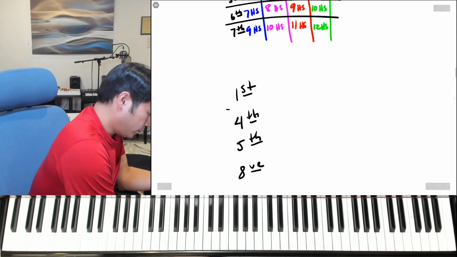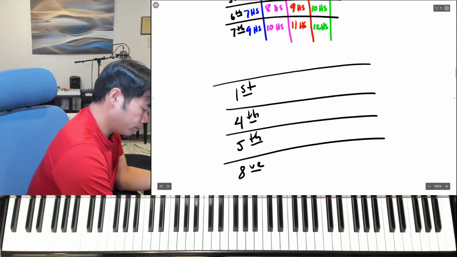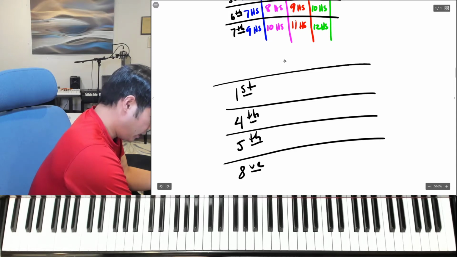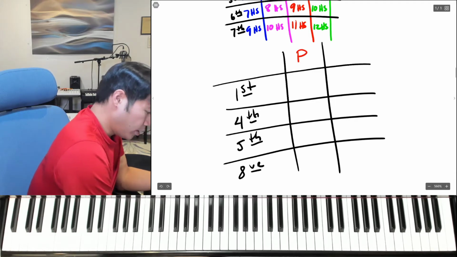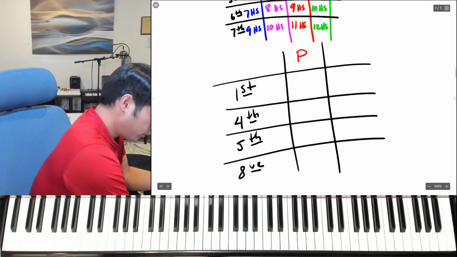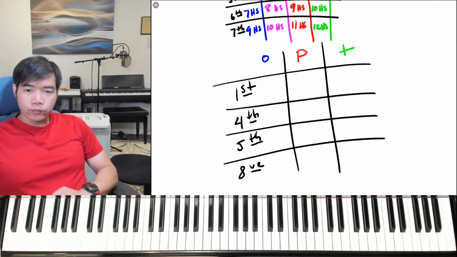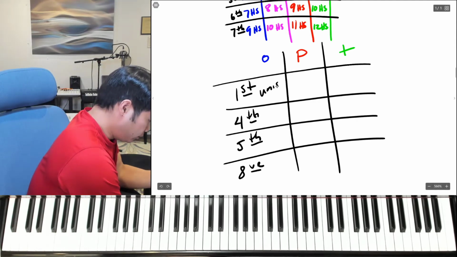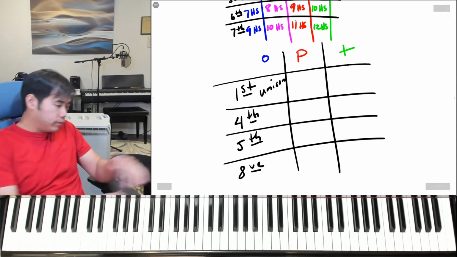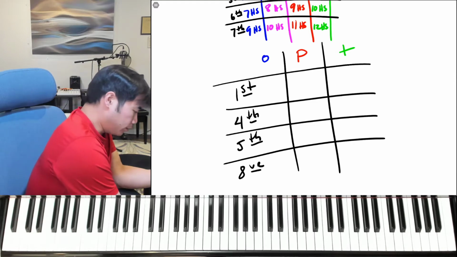an eighth. So I'm going to form my little chart here. Okay, same way that I did before. P stands for perfect, plus stands for augmented, and the degree symbol stands for diminished. So the unison, I'll write that in here too. The unison, fourth, fifth, octave can either be diminished, perfect, or augmented.